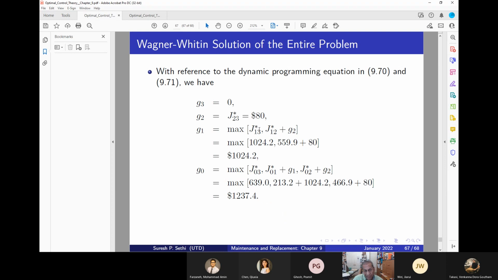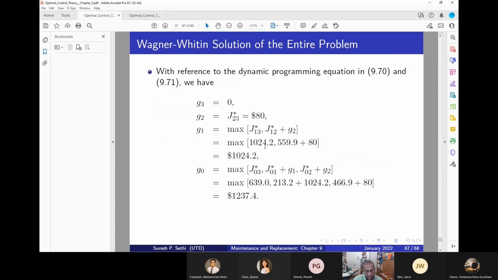G1 says there are 2 possibilities. Either I buy the machine at 1 and sell it at 3, or I buy the machine at 1 and sell it at 2. But once I sell it at 2, I need to buy another machine, and that value is G2, so I put G2 here. I need to figure out which is optimal, so I take the max of these 2. The max is 1024.2, which means the max is J13 star. So if I buy the machine at 1, the optimal is to sell at 3.